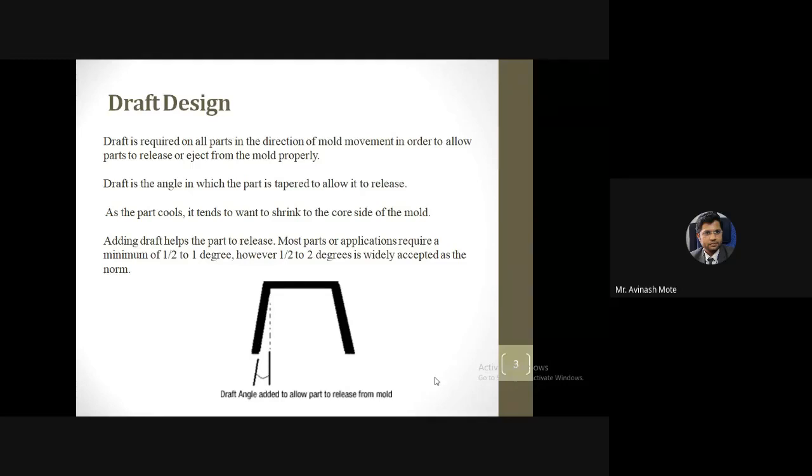Draft is required for ejection purpose. Ejection in the sense, whenever you are pouring the liquid material inside the mold and when it cools down, it will try to stick to the inside surface of the mold. So while ejecting, if there is a proper inclination, you can easily remove it. Extra material you can remove by a finishing operation, so that this angular, slopey region is created. This slope, this inclination, is nothing but the draft, minimum 0.5 degree, maximum 2 degree. That is the limit for the draft.